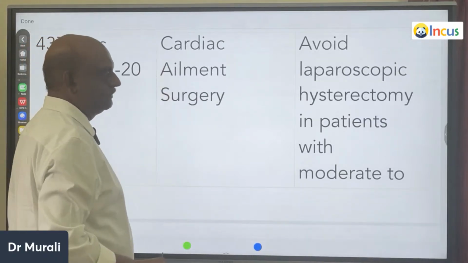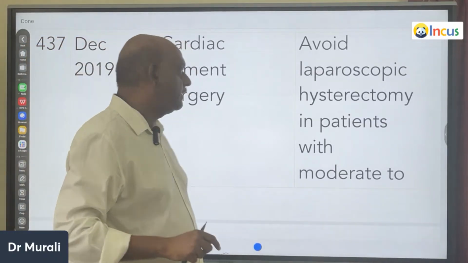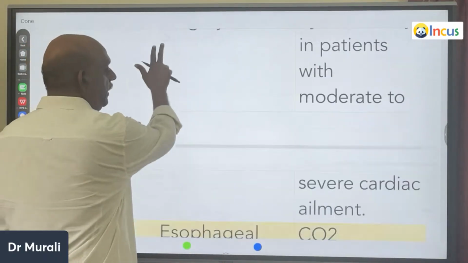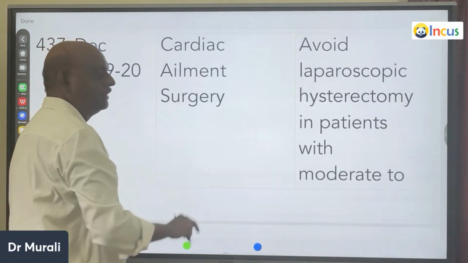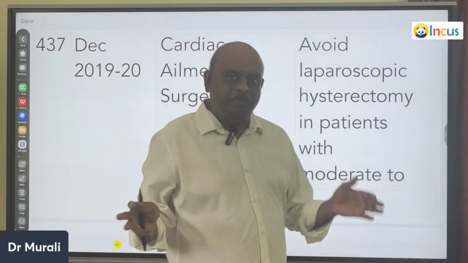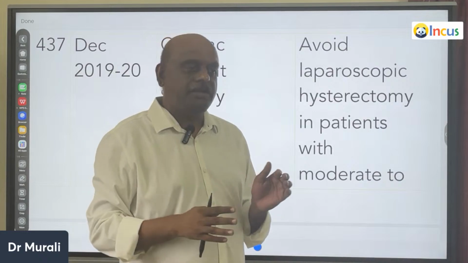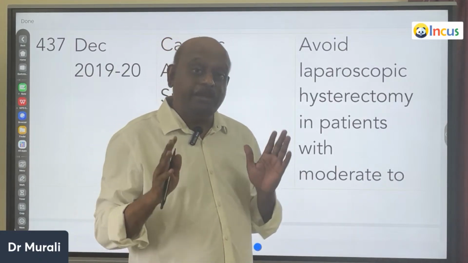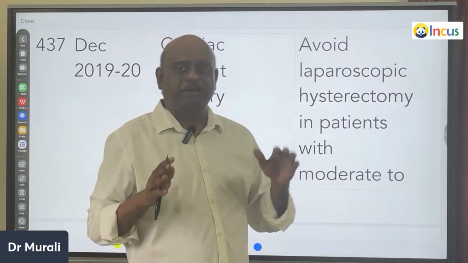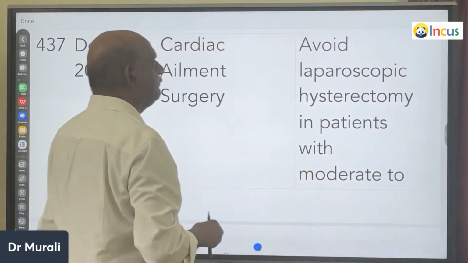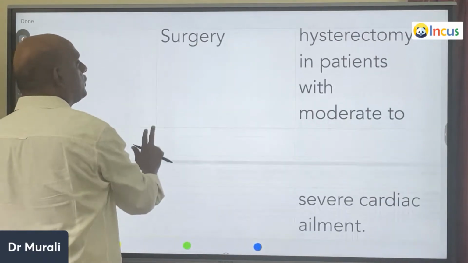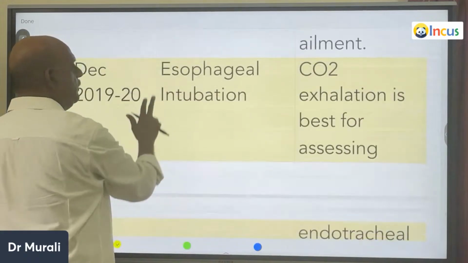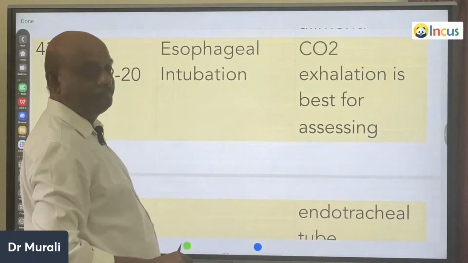Then, whenever the patient is having a lot of cardiovascular risk, hysterectomy is typically done between 50 to 60 a lot of times. But if they develop cardiovascular risk factors, you need to be careful and avoid laparoscopic hysterectomy. Rather, you need to do conventional hysterectomy.